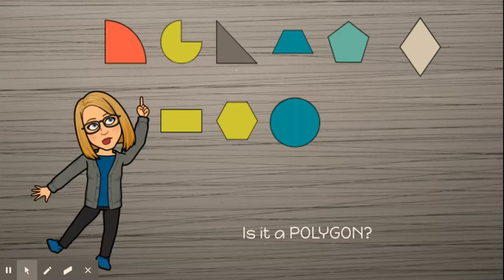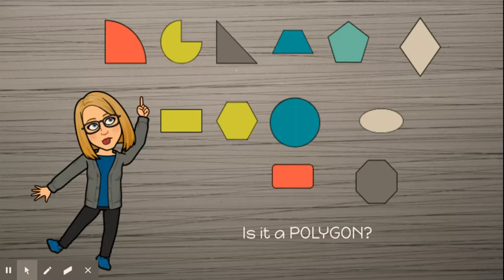This is not a polygon. It is a circle. It does not have any sides or angles. This is not a polygon. It is an oval. Again, the sides are curved. This one is not a polygon. It's a tricky one, but the corners are curved. So we do not have angles. We have curved edges.